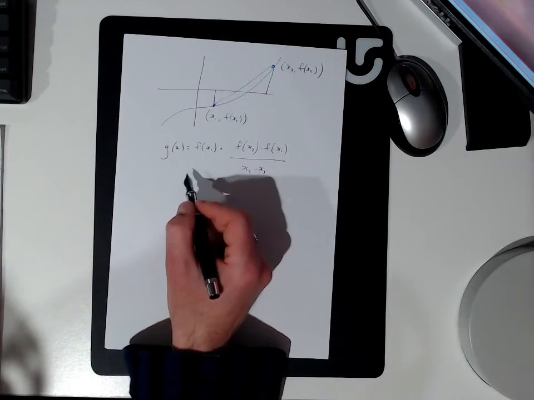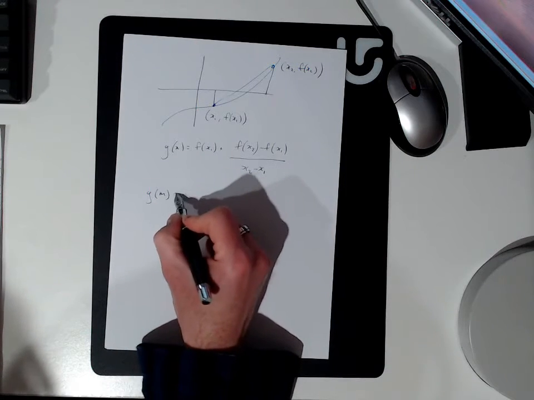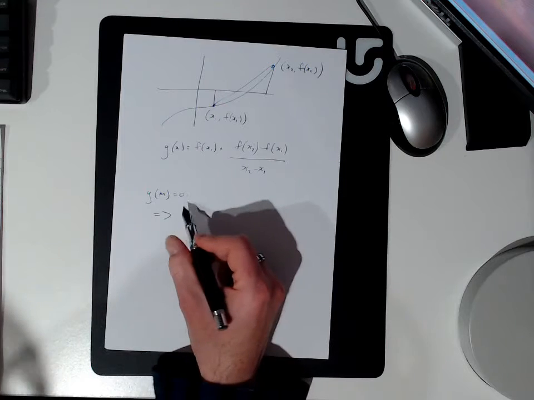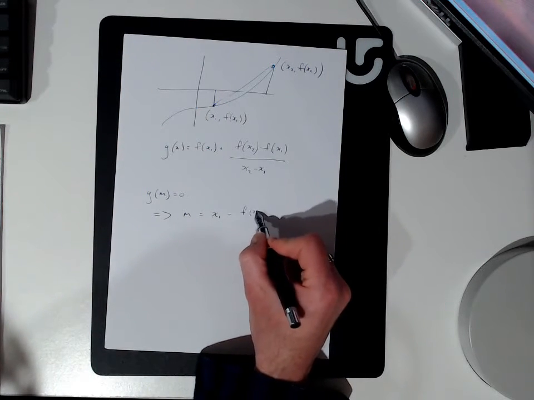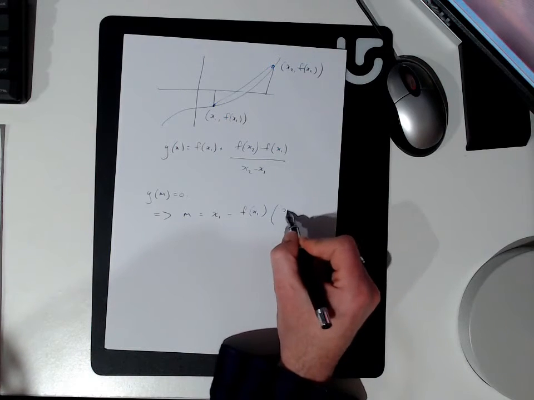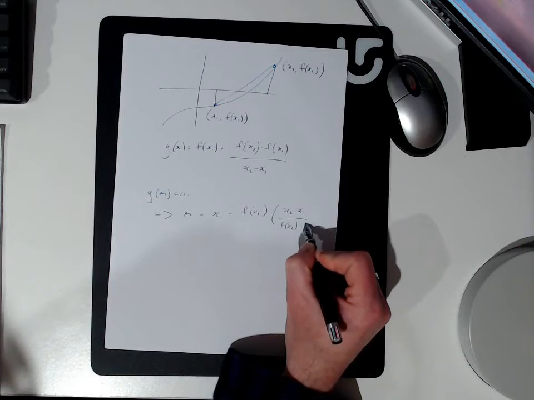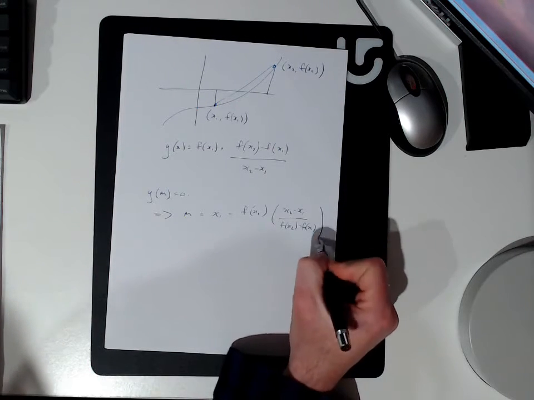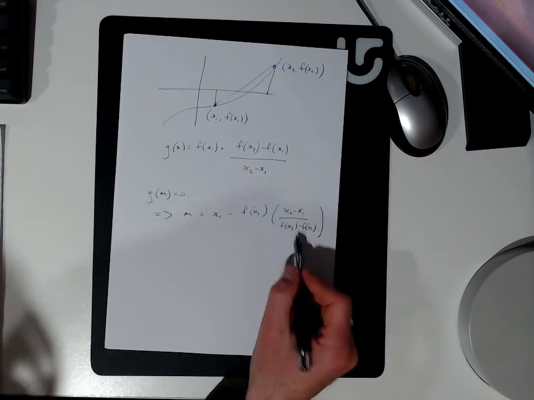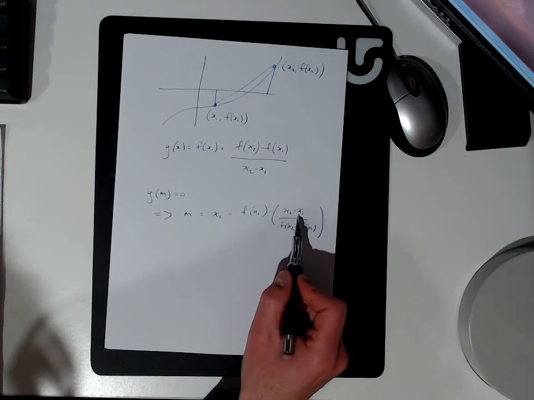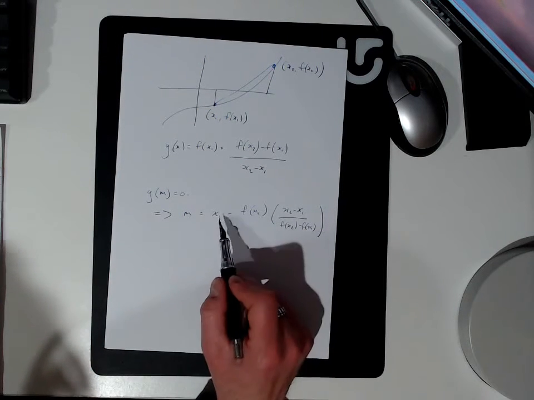And this is equal to 0. So the sum m, we want to find m, where this is equal to 0. And if you rearrange this, you get m is equal to x1 minus f of x1 times (x2 minus x1) over (f(x2) minus f(x1)). Okay. Now, there are subtractions here for numbers that could be very small or of similar orders, so there could be large amounts of error here and here.